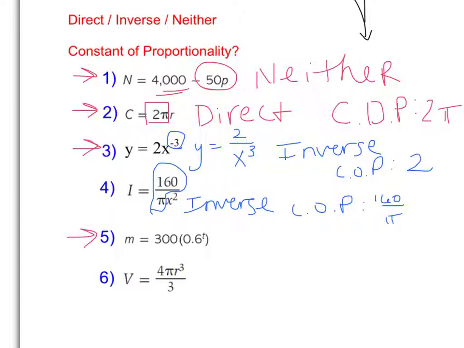Next example, number 5, the exponent is the variable. That's neither linear nor inverse or direct. So we're going to say that this is also neither. This is considered exponential decay.